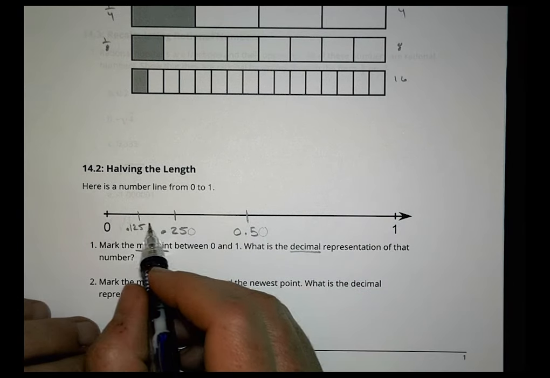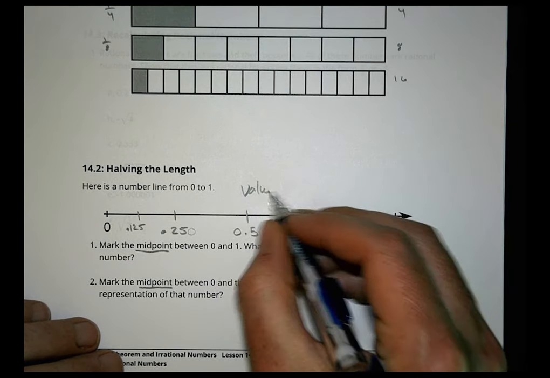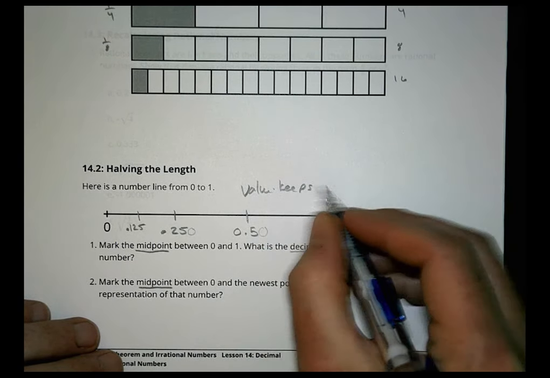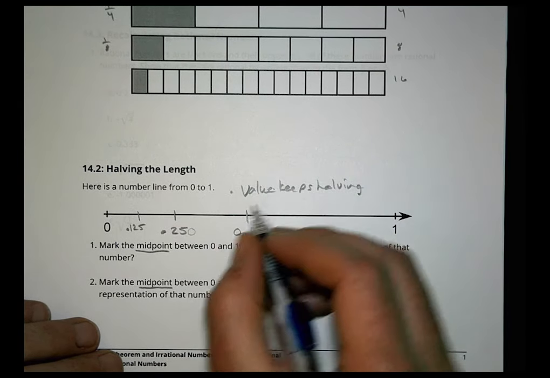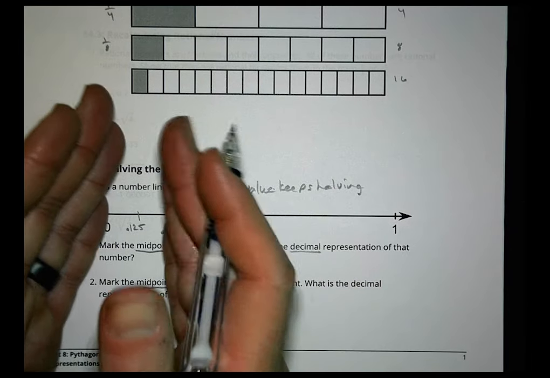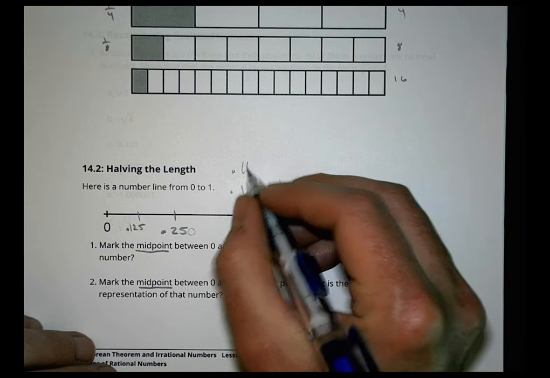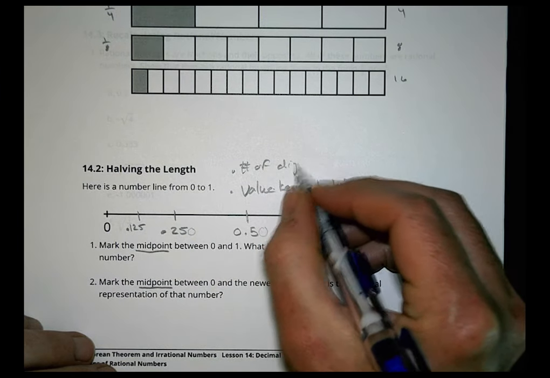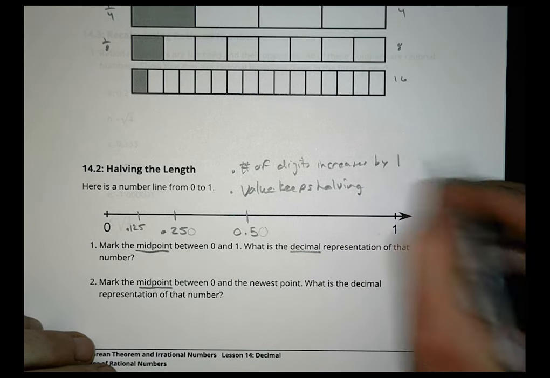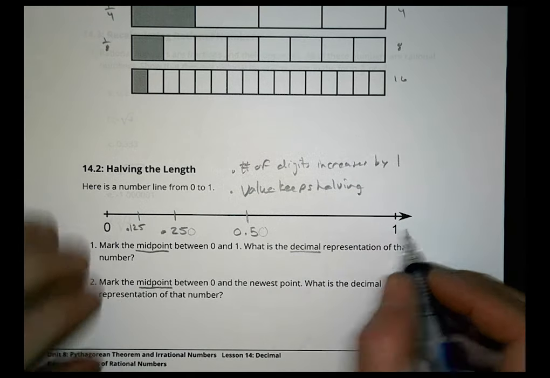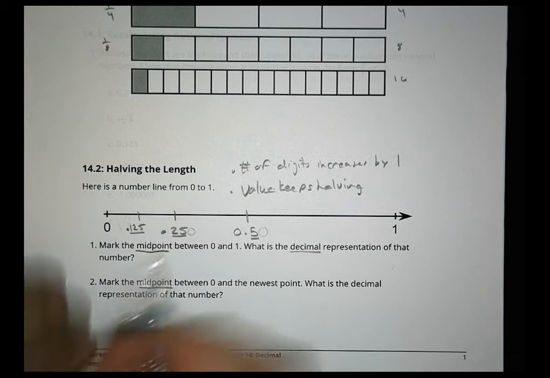Every time we add a new midpoint, we're seeing that the value keeps halving, right? It's cutting in half every time. It's something we keep seeing by doing this. We cut it in half, cut it in half, cut it in half. But also notice that as we do that though, the number of digits increases by 1 each time. Here we had 0.5 with 1 digit, 0.25 with 2, and 0.125 with 3.